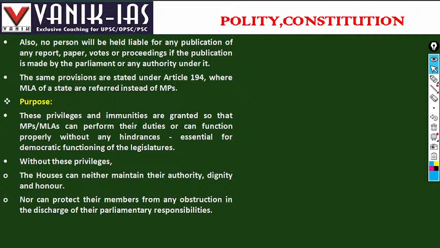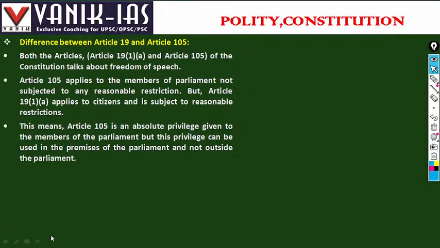These privileges and immunities are granted so that MPs and MLAs can perform their duty and function properly without any hindrances, essential for democratic functioning of the legislature. Without these privileges, the House can neither maintain its authority, dignity and honor, nor can it protect its members from any obstruction in the discharge of their parliamentary responsibilities.